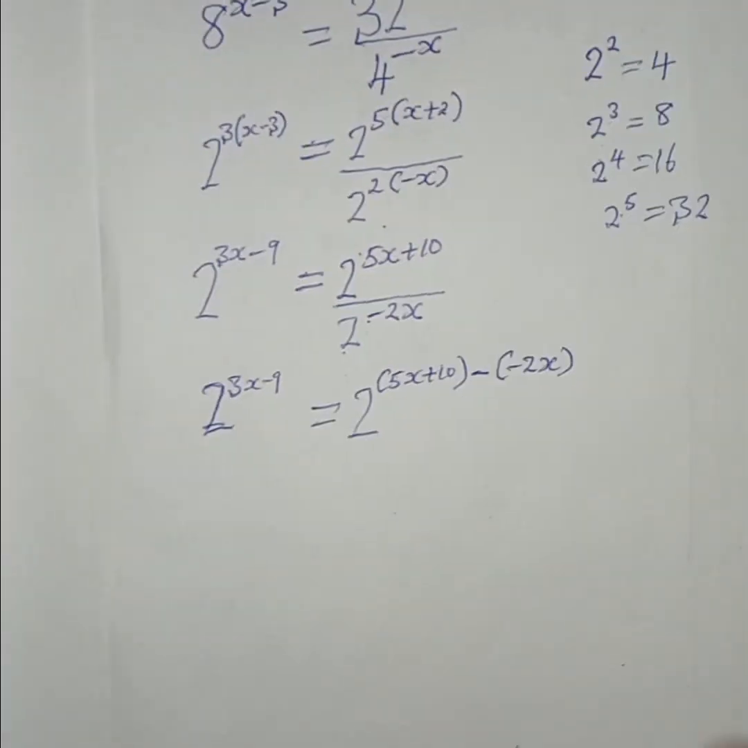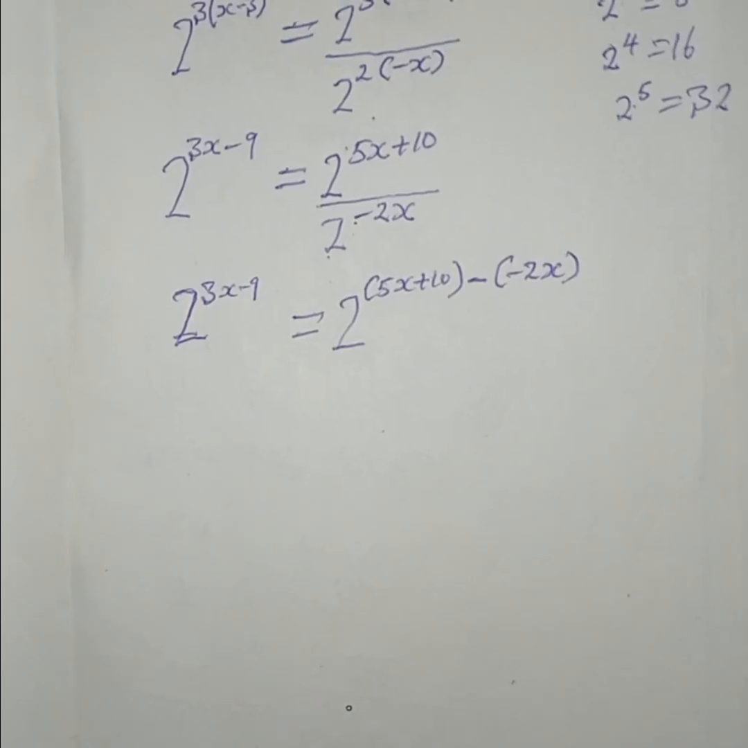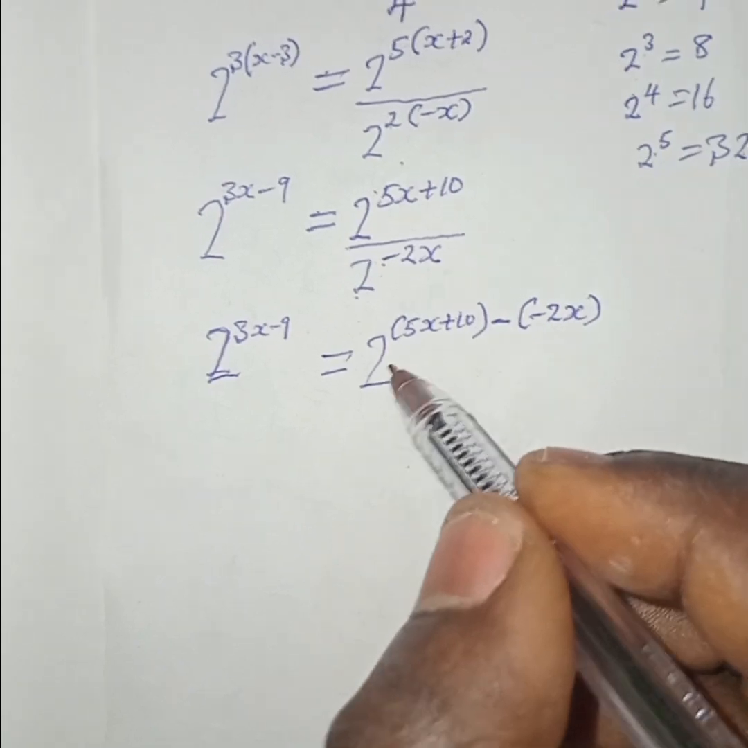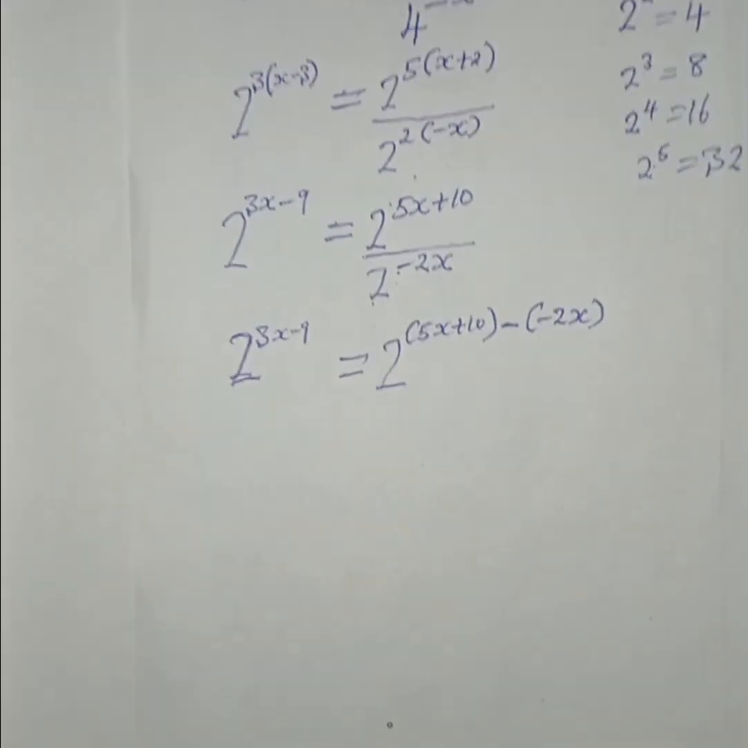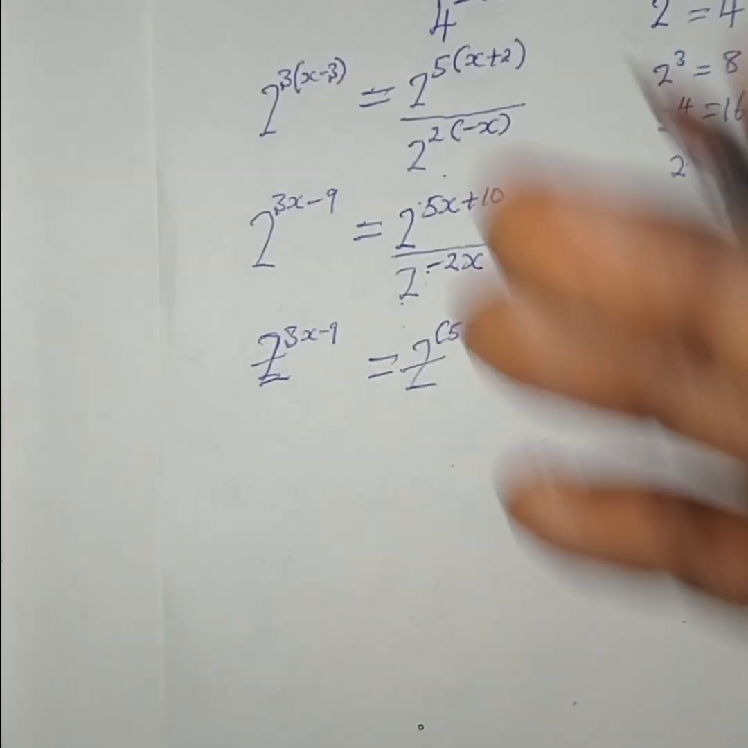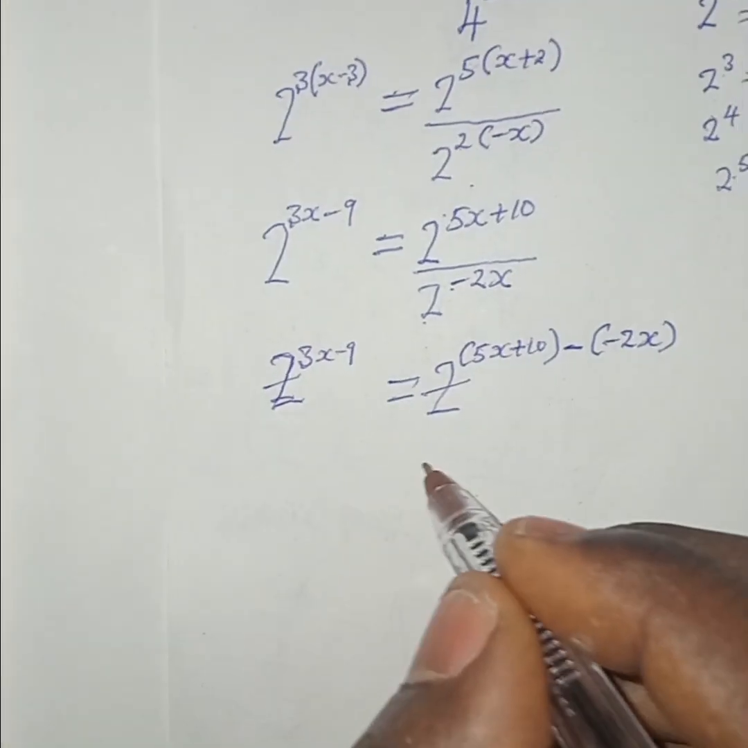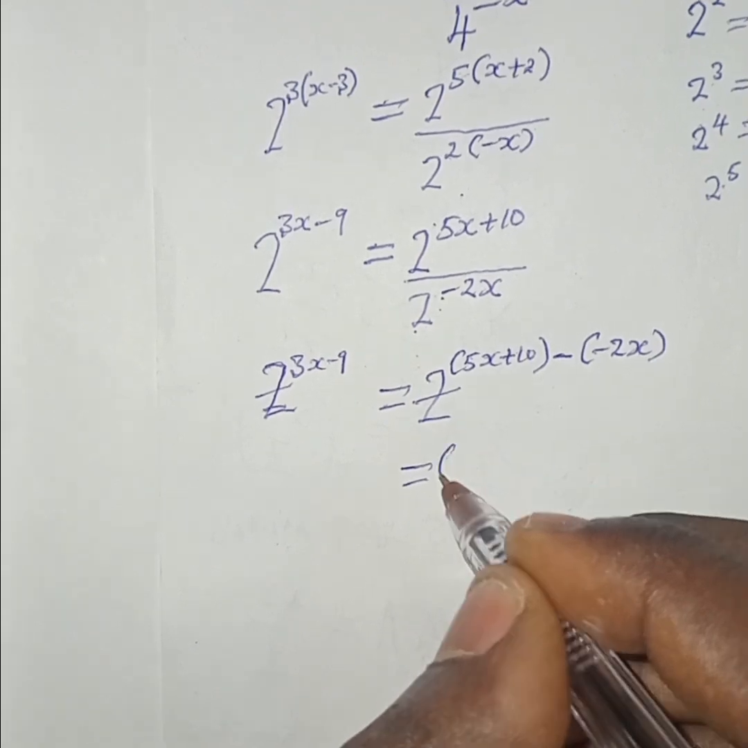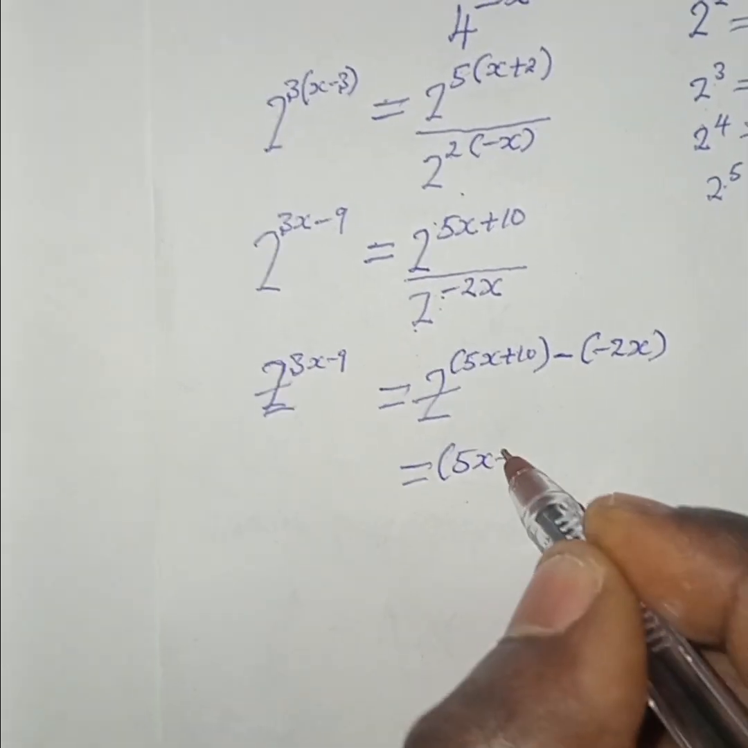All right. So if you look at this equation now, the base of the left hand side and the base of the right hand side are now the same. So you cancel it. Then you bring the powers down. So you have this.